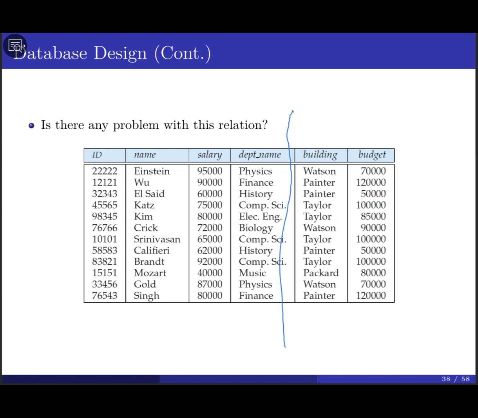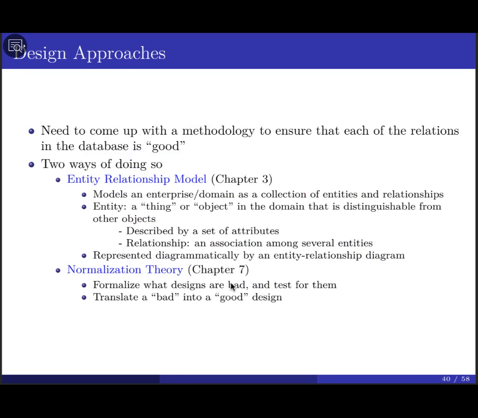Of course, we have a set of rules, we have normal forms. That means we can specify what your definition of a good design is, and you need to make sure that all the relations satisfy whatever normal form you're looking for. Okay? We're going to cover this one in chapter 7 later.